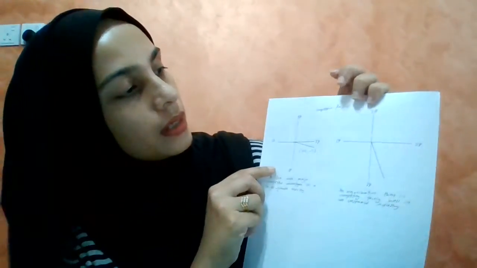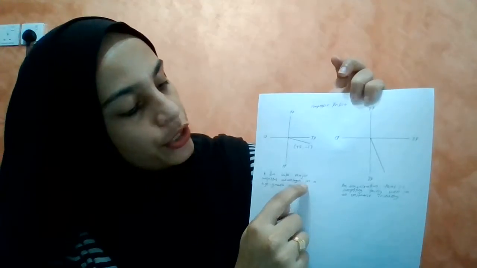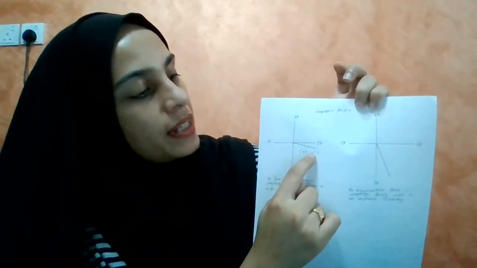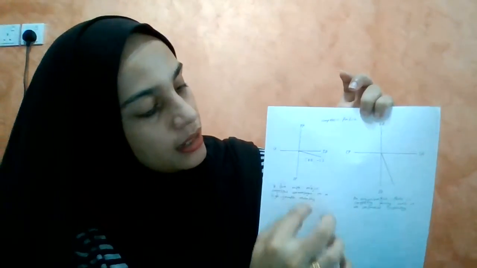So this is the example. Contoh ni dalam competitive profilers ni lah. Jadinya contohnya, a firm with major competitive advantage in a high growth industry. So kita tengok dia dapat positive 5, ini positive 5 ni negative 1. So SP positive 5, IP dia negative 1. Low IP, high SP. Firm, competitive advantage ni in high growth industry.